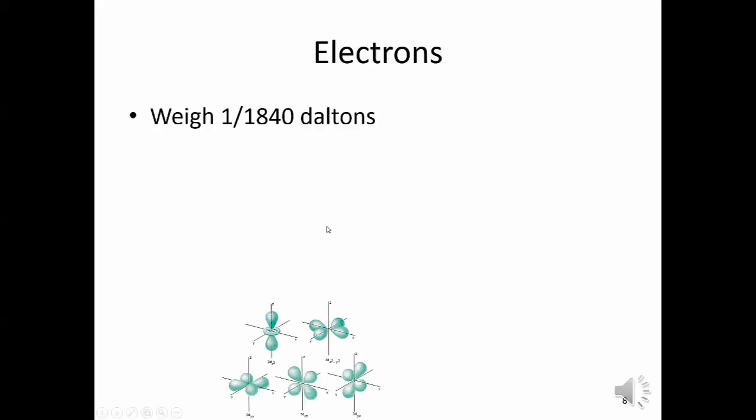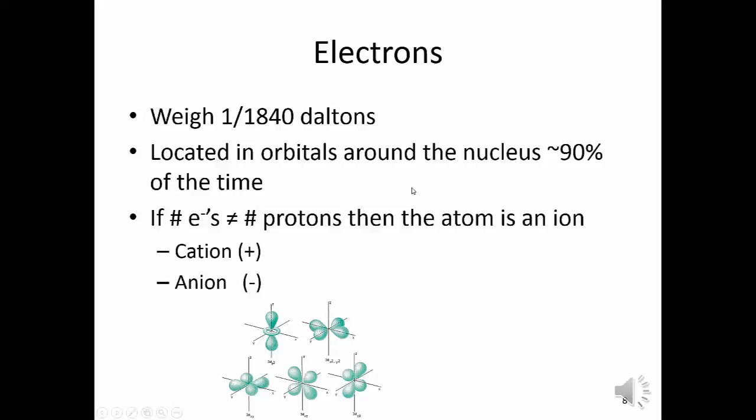Electrons have a negative charge and weigh very little. We don't bother putting their mass into the atomic mass. They are located in orbitals around the nucleus most of the time. And if an atom has more electrons than protons, it has a negative charge, and we call that an anion. It's a type of ion, a charged atom. If an atom has more protons than electrons, it will have a positive charge, and we call that a cation.